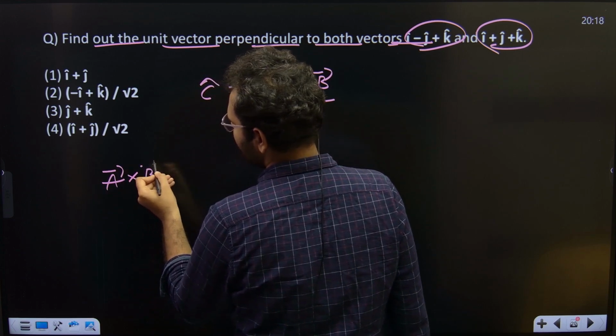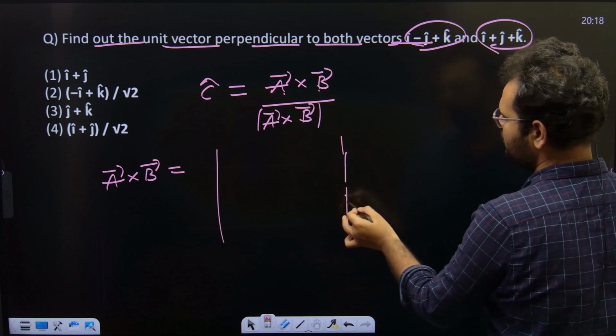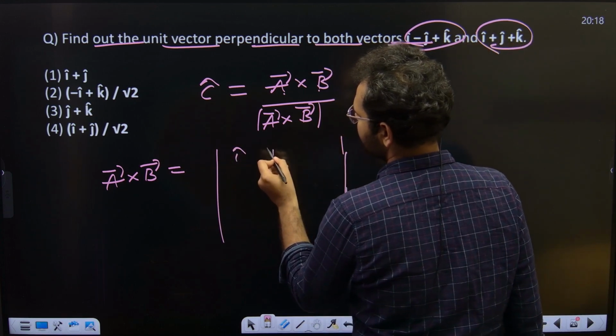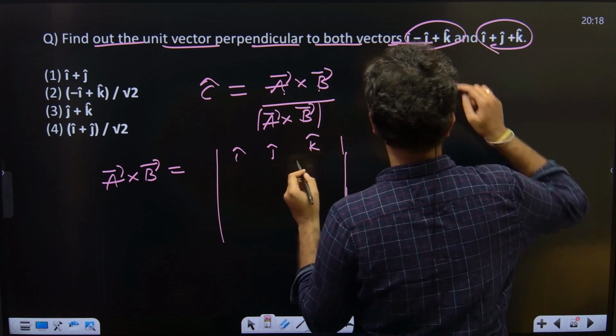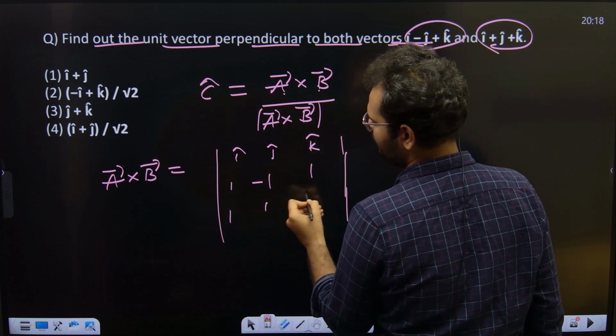A cross B can be found by the determinant method, right? How to go about the determinant method? So the determinant method is what? First here i, j, k. What is A? 1, minus 1, 1, and here it is 1, 1, 1.